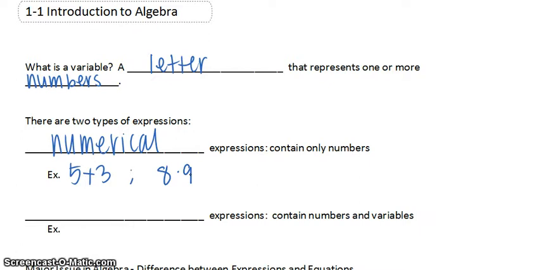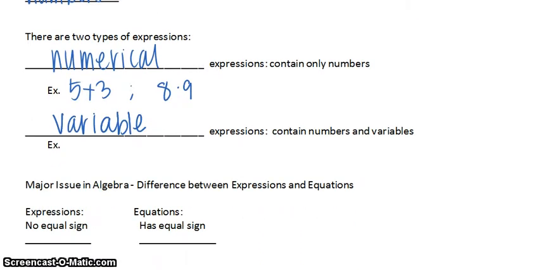Now we also have variable expressions. Variable expressions contain numbers and variables. So it has both. For example, we could have 7x. So you have that number and a variable. Or we could have 9 minus n. That's another. It has both numbers and variables. It could just have a variable.